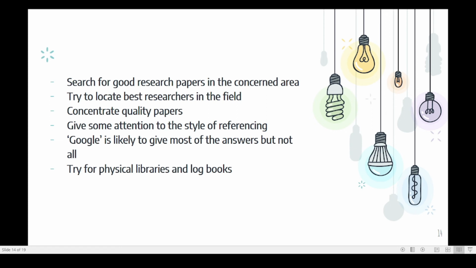Then again, give some attention to the style of referencing. MLA is a kind of referencing style. What version of APA has been used, what version of MLA style of referencing has been used, what version of some other referencing style has been used. It matters a lot, because you are going to put the same citations, the same references, in your own study as well.